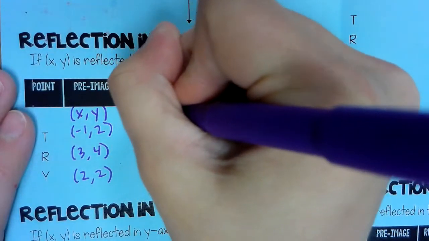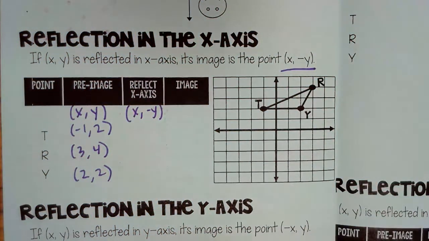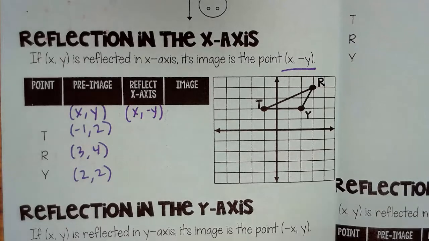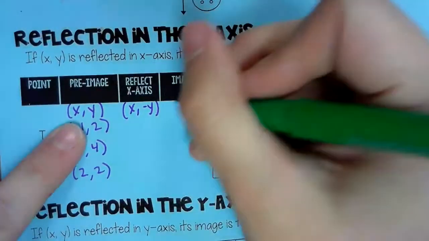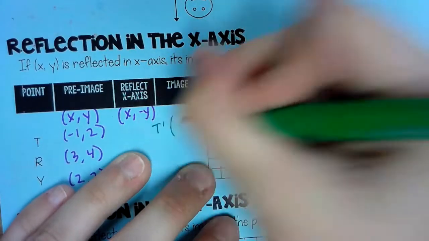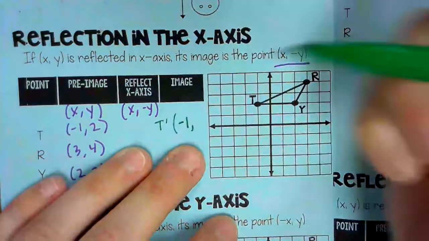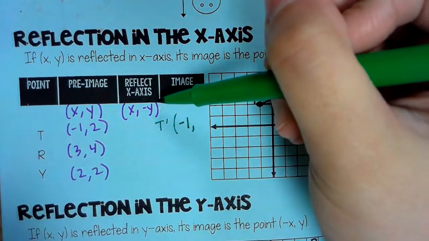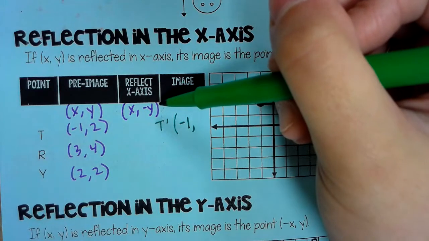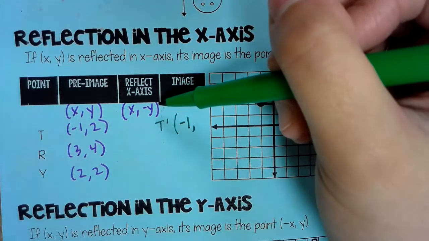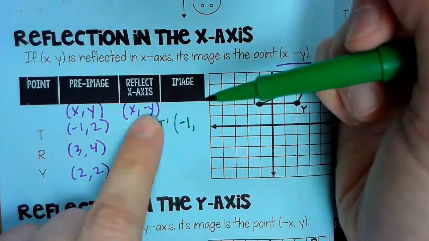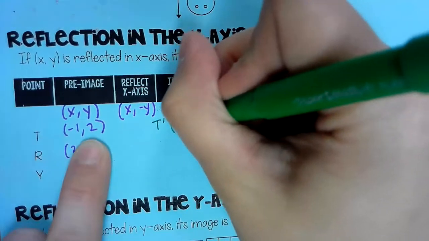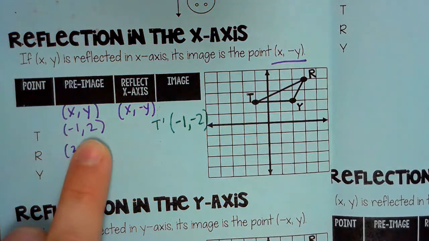So here's what that means. You're going to take your x value and keep it the same because the pre-image, it's already x. The rule says x, and so that means my T prime, the x stays the same. And then for y, it says to do negative y. So you're going to take your y value and just change the sign. So if it's positive, it's going to become negative. If it's negative, it will become positive. So if I do -2, that means T prime is (-1, -2).